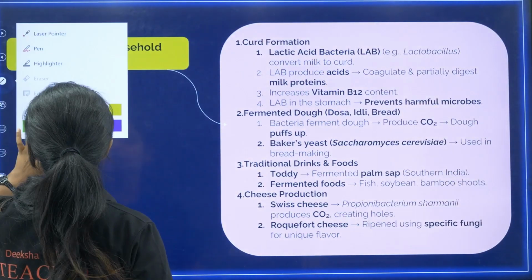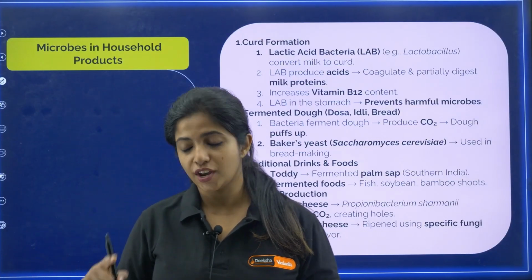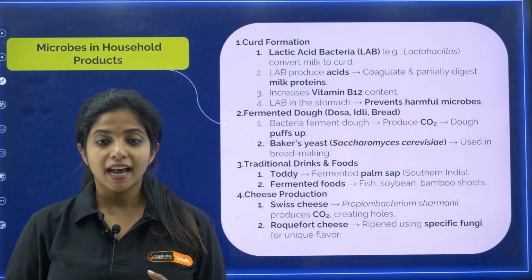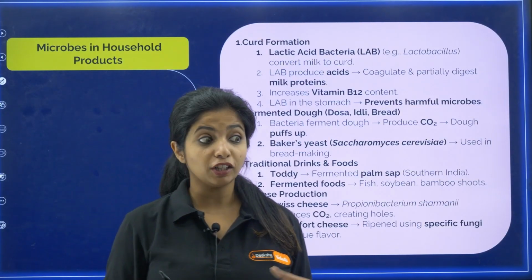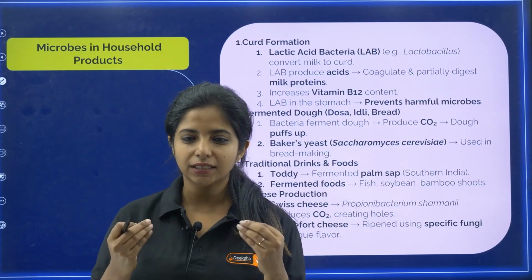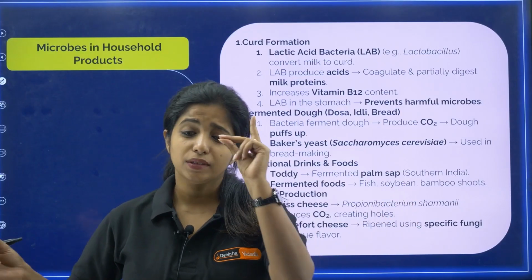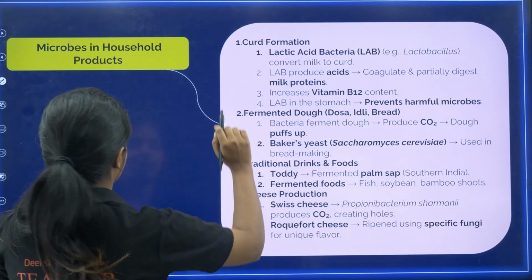So the first thing is microbes in household products. In the house, what all do you use? You have milk, you have cheese, and sometimes we make dosa, idli and things like that, right? For all these things, you need certain microbes, my dear children, which are like our best friends for daily use. What are those? So the first thing is lactic acid bacteria.